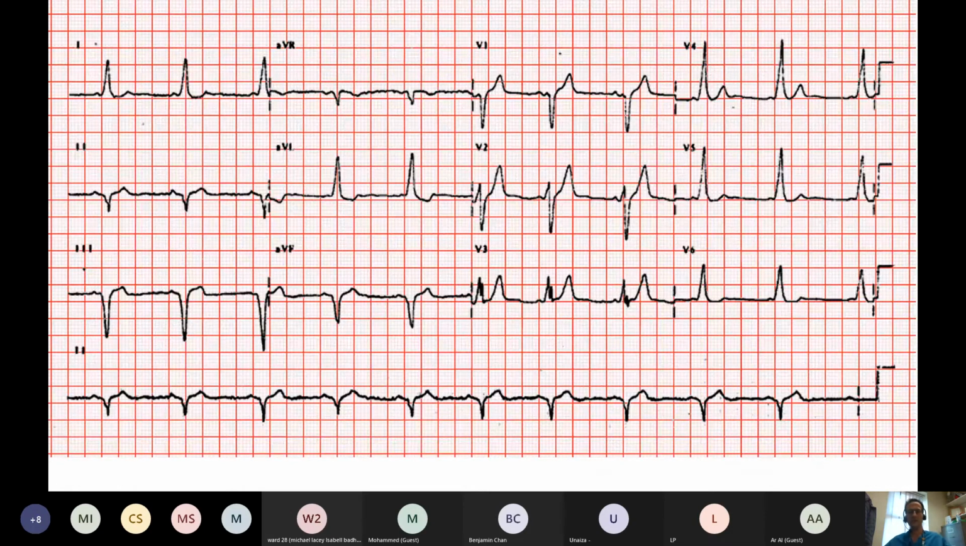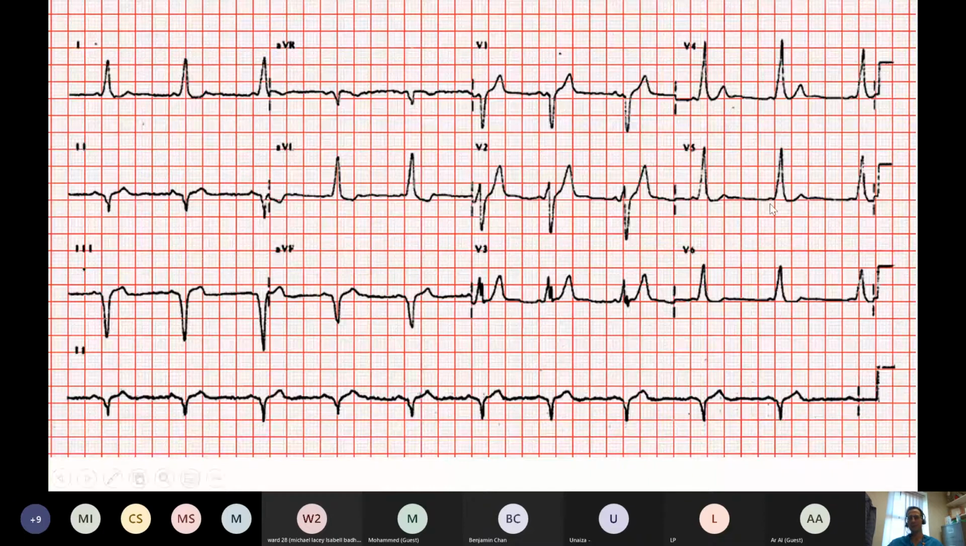What does everybody make of this ECG? Yeah, very good. Thank you.